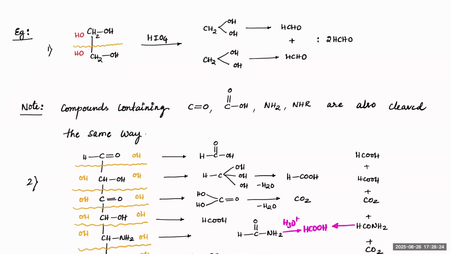Now, compounds which have C double bond O adjacent to that, C double bond O, acid, amine, any kind of alkyl amide. Even if these are present, the bond cleavage has to be done.